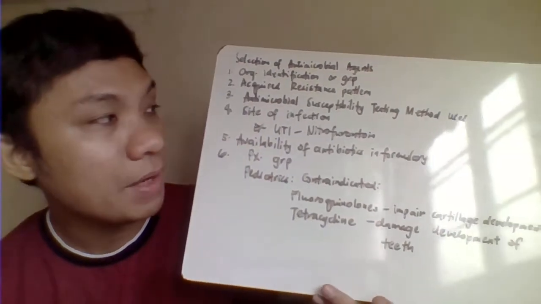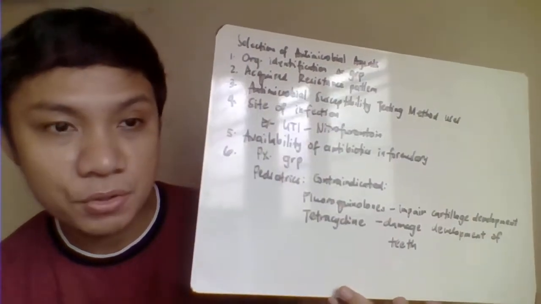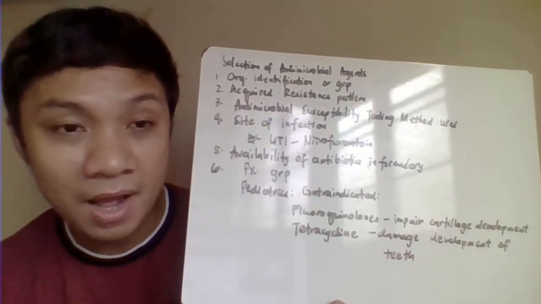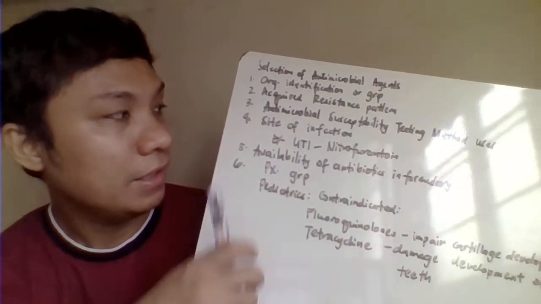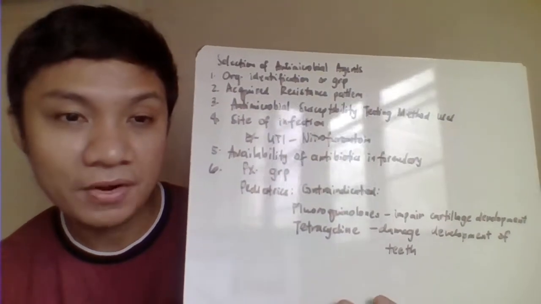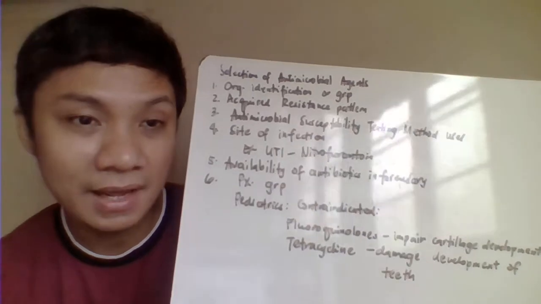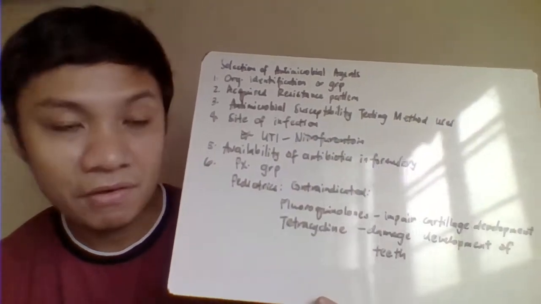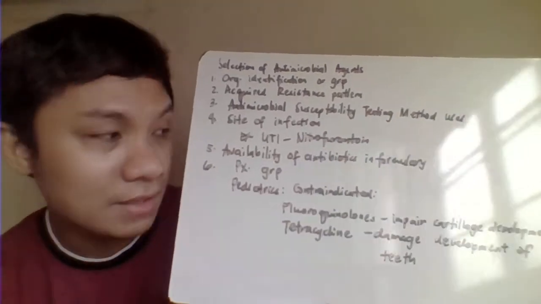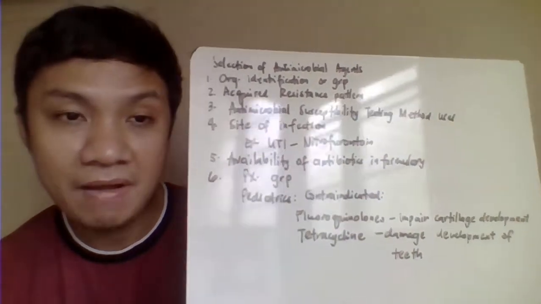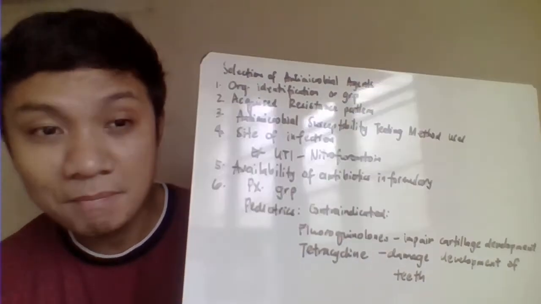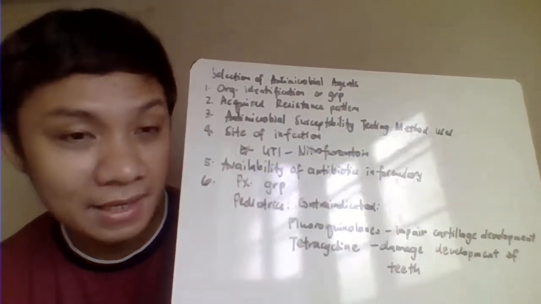Number 3, antimicrobial susceptibility testing method used. Ano bang gagawin mo? Broth dilution ba? Agar dilution ba? Or disk diffusion? Number 4, site of the infection. So like, if you are testing for the urinary tract infection, then select your ofloxacin, ciprofloxacin, your nitrofurantoin, ganun. And number 5, availability of your antibiotic in the formulary. Okay, so kung ano lang meron kayo, then of course that should be selected.